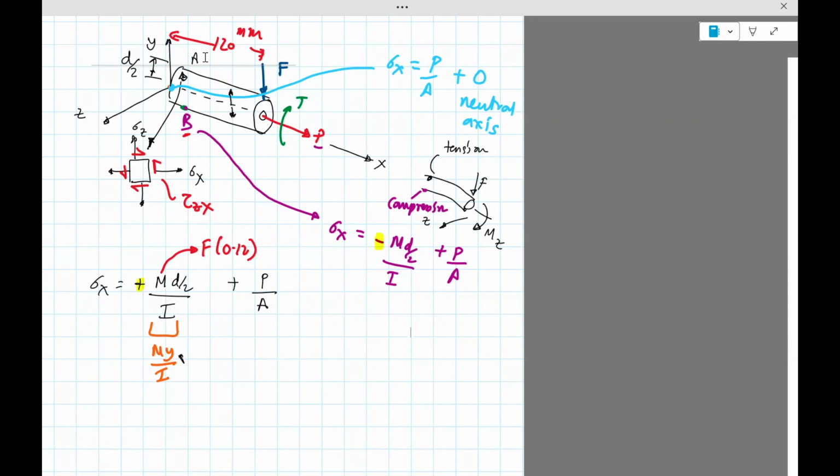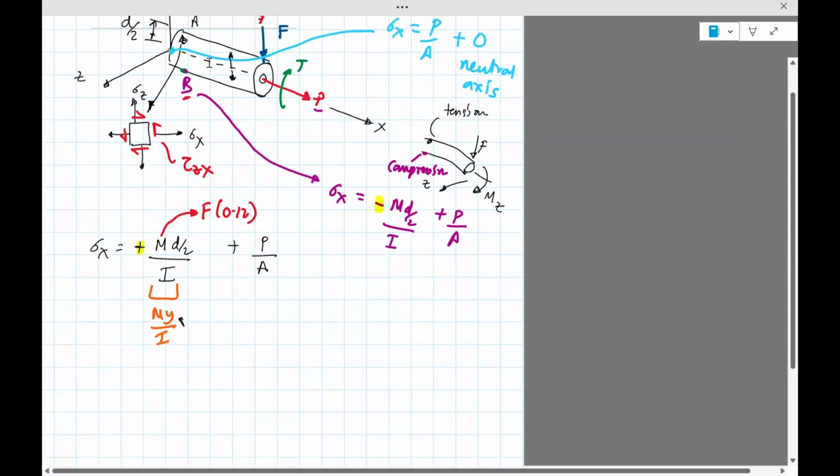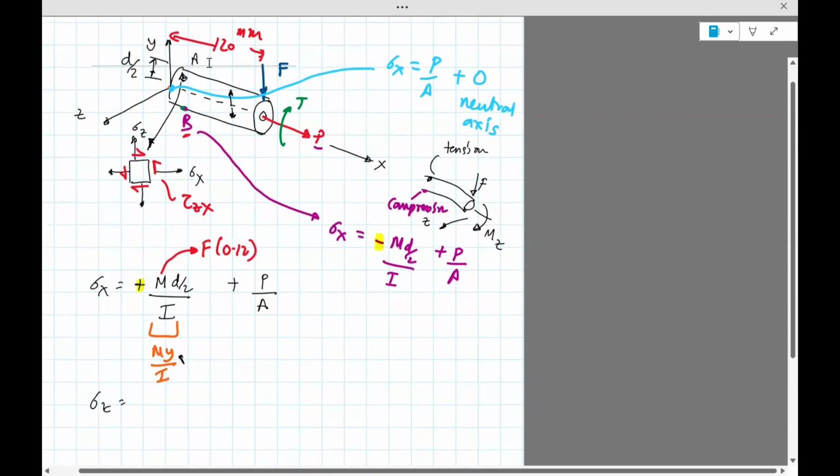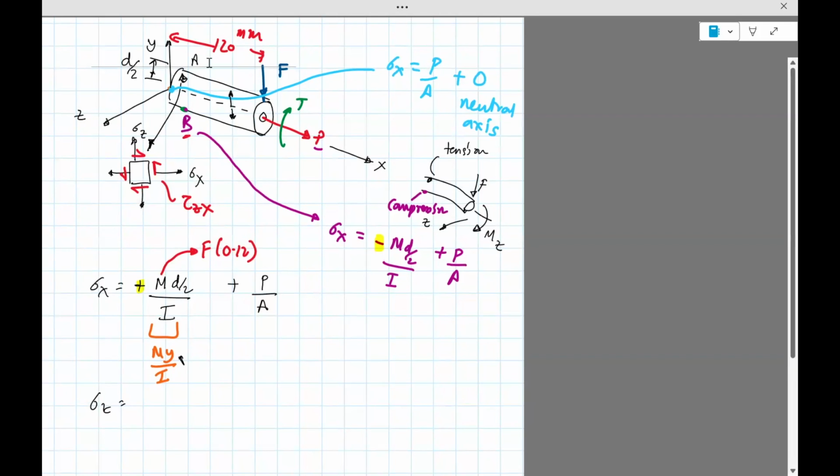Okay, so we got one of the three stresses. Let's compute sigma z. Is there a sigma z? What about F? Does F produce a sigma z? We know that it doesn't. P doesn't produce, it's a uniaxial stress. What about T? It doesn't produce a normal stress, so that should be 0.